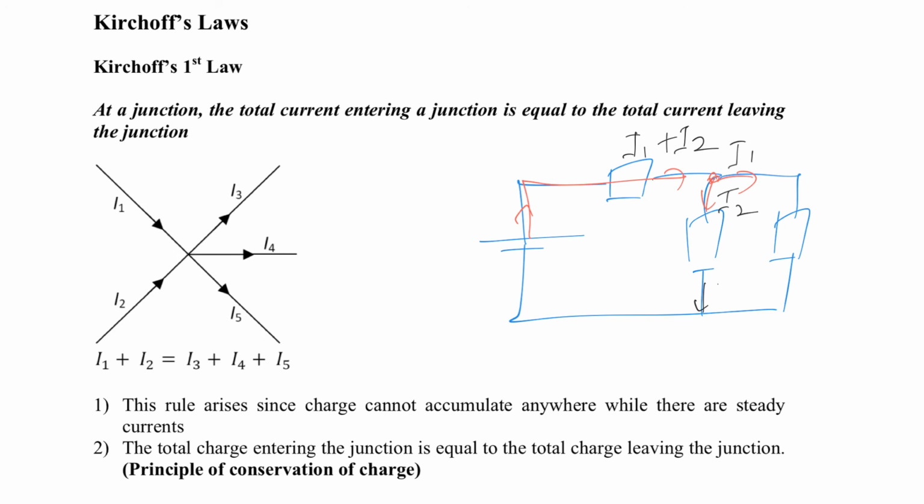Okay, so we trace it back. Let's say it reaches here. So this is I2. This one continues. This is I1. So what is the total current entering the junction? Also I1 plus I2, right? Therefore the total current leaving is also I1 plus I2. So this is Kirchhoff's first law.